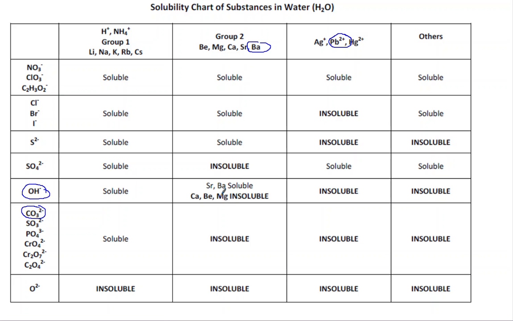That's because the hydroxides are kind of a mix with group 2. Strontium and barium with hydroxide are soluble, but calcium, beryllium, and magnesium are insoluble. So since we were looking at barium, this substance is soluble.